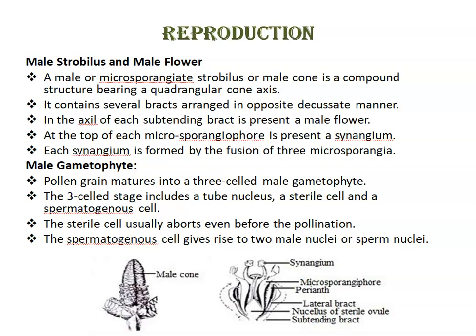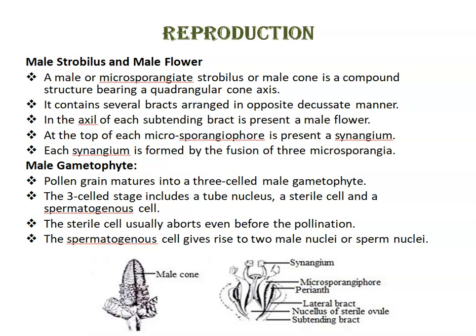Several bracts or cone scales, arranged in an opposite decussate manner, are present in each cone, with a crimson or scarlet color. Mature cones of Welwitschia provide a beautiful look. So first we'll start with the male strobilus and male flower.